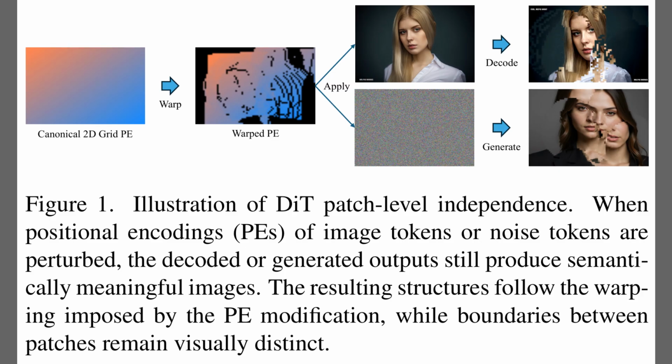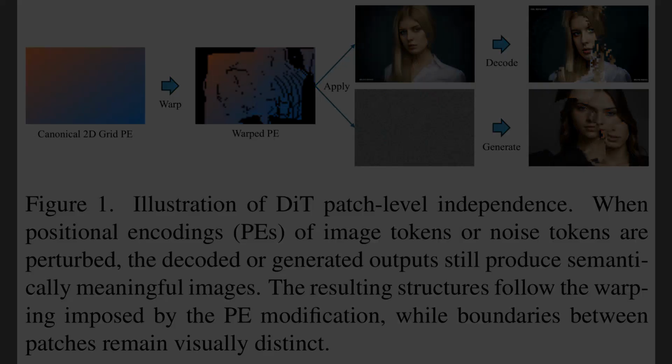The left panels depict a canonical two-dimensional grid and its warped version. The right panels illustrate outcomes. Decoding an image or generating from noise still yields coherent faces, but blocky seams align with the modified positions. This behavior suggests spatial layout follows the positional encodings, while token contents remain largely local.